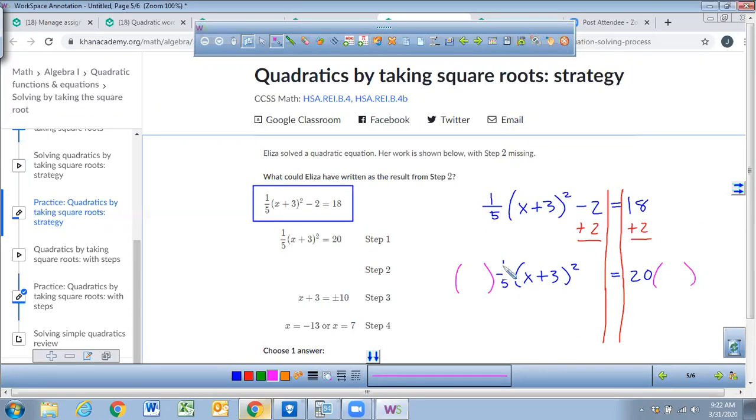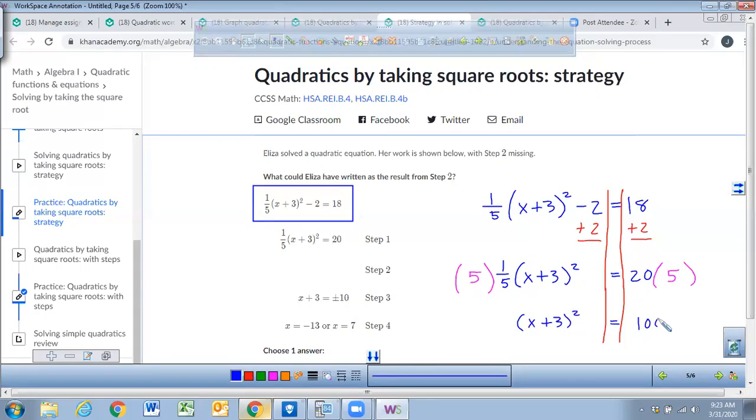What's the flip or the reciprocal of 1 over 5? 5 over 1. So we're going to multiply both sides by 5 over 1, also known as 5. Now here's what happens. This 5 multiplied by 1/5, those cancel to a 1, and all you're left with is (x plus 3) squared equals 100.